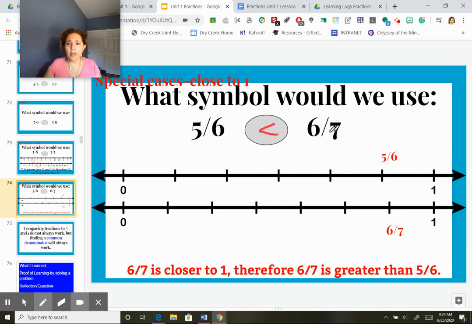Because this is broken up into more pieces and you're getting 6 of them. This is only broken up into 6 pieces. Even though this is only one away, that's only one away too, right? But this was into smaller pieces, so you're getting more of it. So 6/7 is closer to 1, therefore 6/7 is greater than 5/6. So that's another way to look at this. But if this confuses you, stick to the cross multiplication. All right.